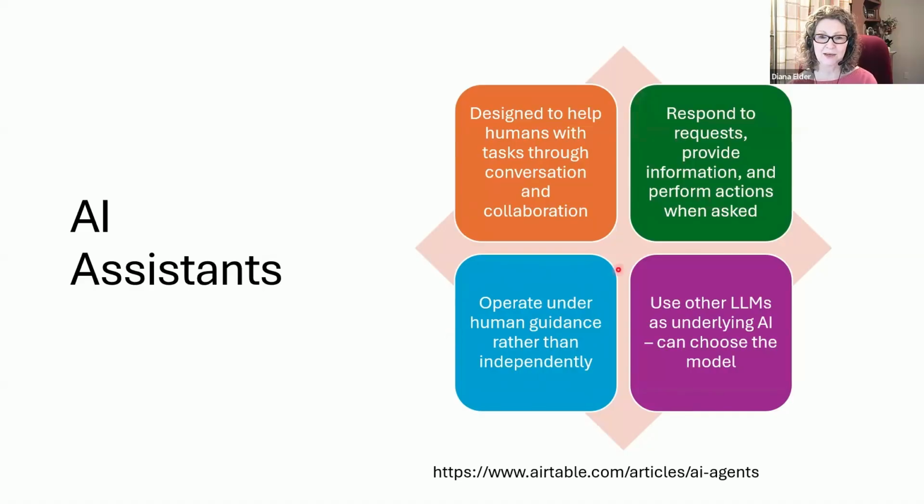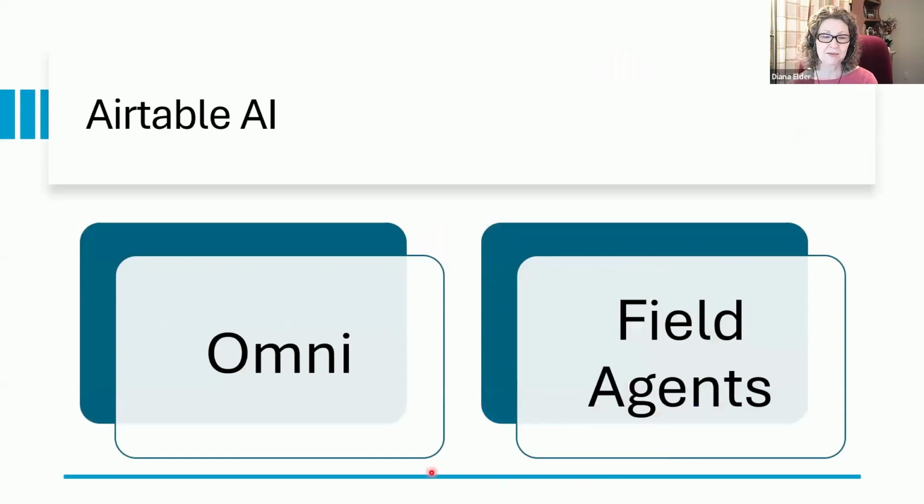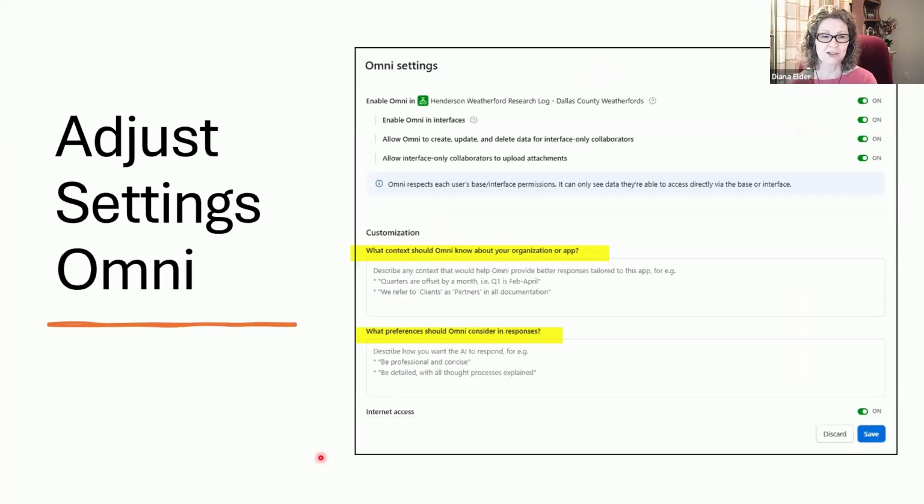Now, the neat thing with Airtable AI is that it uses other large language models as the underlying AI, and we can choose. So if we have a favorite model we prefer, such as Claude or ChatGPT or Gemini, we can choose the model. So within Airtable AI, today we're going to talk about two pieces of it, Omni and field agents. And so this whole idea of Omni, which is kind of the overall AI assistant there within Airtable, you can adjust your settings.